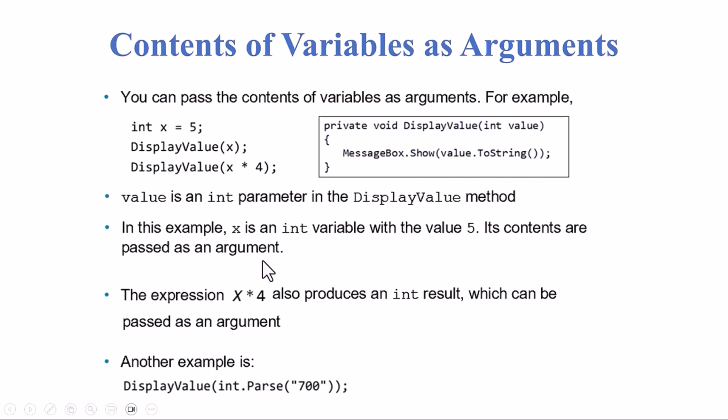Its contents are passed as an argument. The expression x times 4 also produces an integer result. This can be passed as an argument. Another way is you can do this as display value int.parse 700. Notice the quotes are on 700. You're bringing a string in, but you're parsing it into an integer. So you're getting that data type the same.